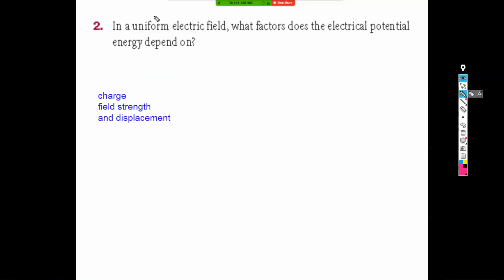In a uniform electric field, remember, all that means is that what I've created is not crazy curved field lines. I've just created a system where all the field lines in that area are nice and evenly spaced and parallel to each other. What's going to affect the electric potential energy? It's going to affect what charge you have, the field strength, and the distance between them. QED.